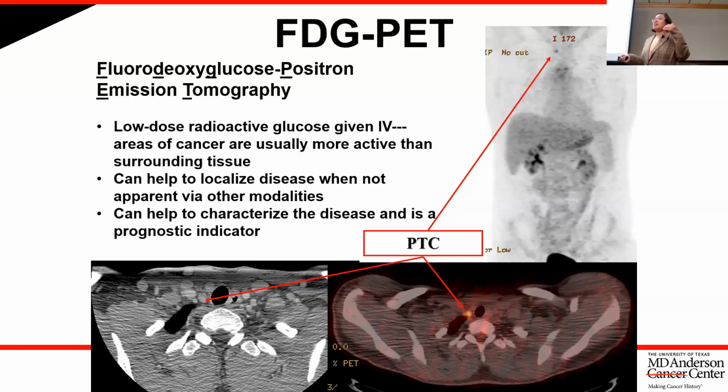But yes, if you have a negative diagnostic scan, or if your thyroglobulin is high but you're not seeing anything on the whole body scan, then you want to do a PET CT, because there is something making thyroglobulin. You just don't see it taking up iodine, and that's where a PET CT comes in handy.